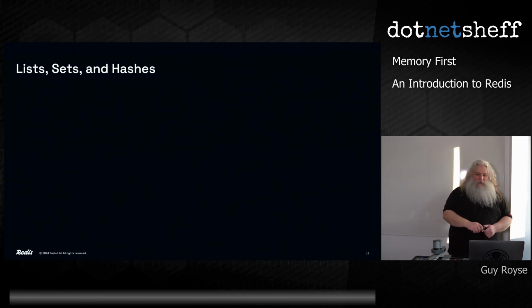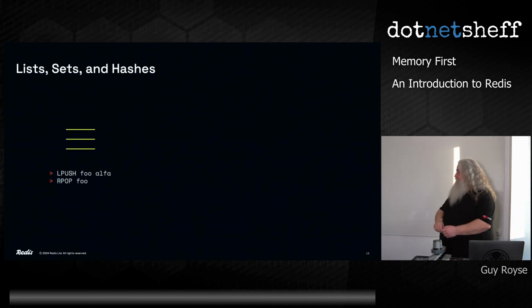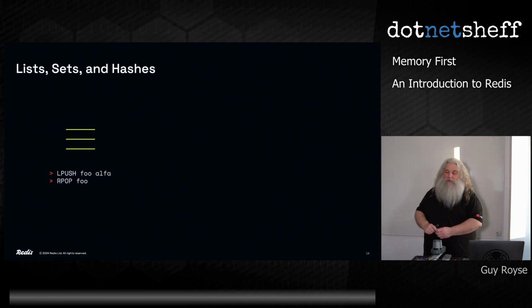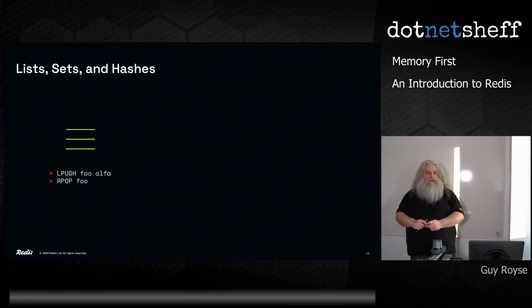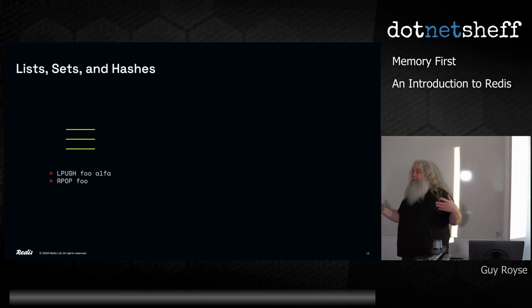Here are some commands for dealing with lists, sets, and hashes. Lists are just doubly linked lists, and so you have commands like lpush to push things to the left side of a list, or rpop to pop things from the right side of the list. You can push on the left, push on the right, pop on the left, pop on the right. You can push multiple things in one command, so you can say lpush foo alpha bravo charlie.